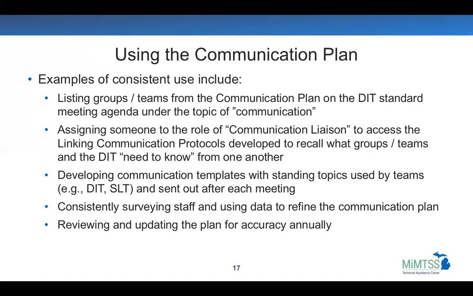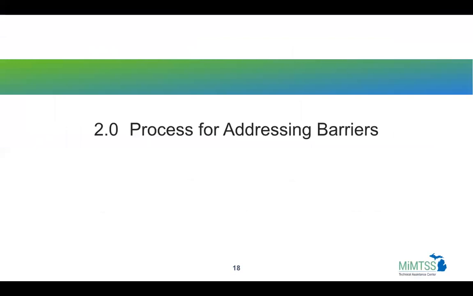Communication surveys also provide evidence of both use and effectiveness of the communication plan. At least annually, teams should review and update their plan to ensure it is accurate. In section 2, we will learn more about how to develop a process for addressing barriers to further support effective communication.